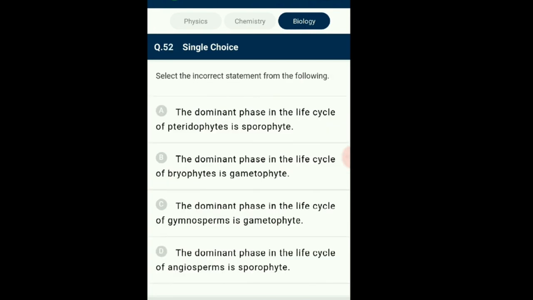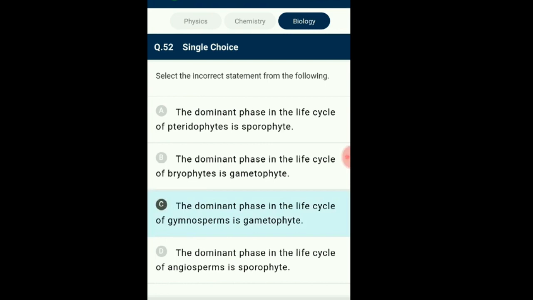Question number 52. Select the incorrect statement from the following. In Bryophyta, haploid gametophyte is the main plant body on which a small dependent sporophyte is produced. In Pteridophyta, haploid sporophyte is main plant body and a small independent gametophyte is produced. In Gymnosperm, main plant body is diploid sporophyte and gametophyte is small and not free living. In Angiosperm, the main plant body is diploid sporophyte with the smallest gametophyte. So the answer for this question is option C.